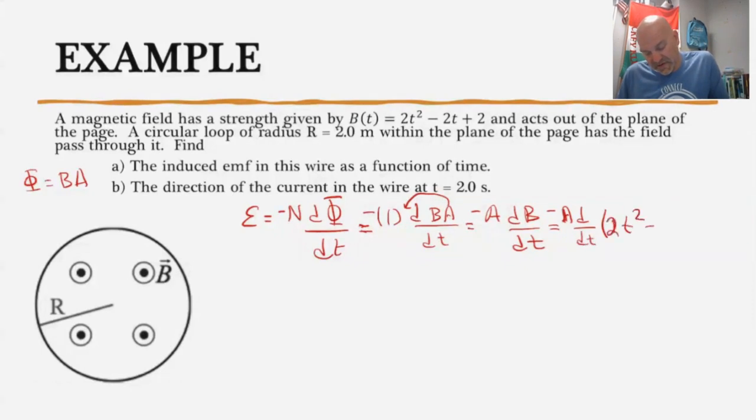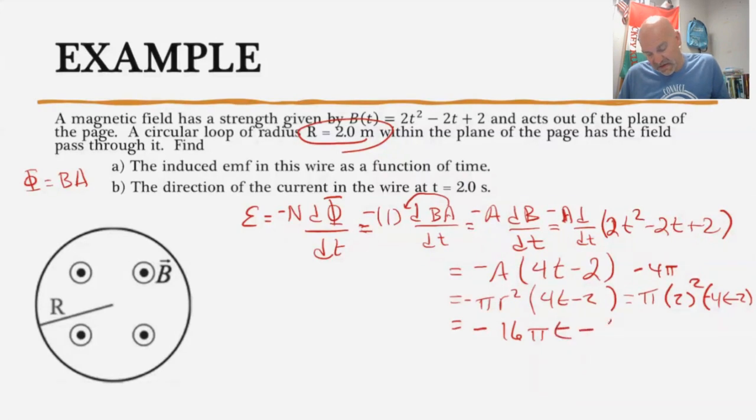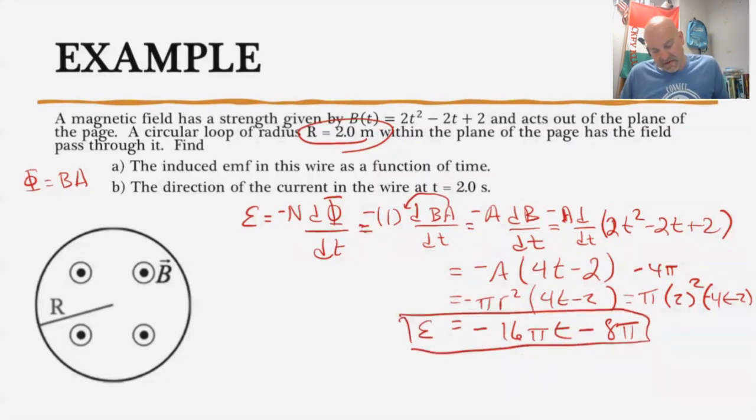So of our function, 2t squared minus 2t plus 2, we're going to get negative A times the derivative of that, which is 4t minus 2. And A, they tell us the radius, so we know it's going to be pi r squared. So that's going to be pi times 2 squared times 4t minus 2. It ends up being negative, so this is 4 pi. So we get negative 16 pi t minus 8 pi. So that is the EMF that's induced.